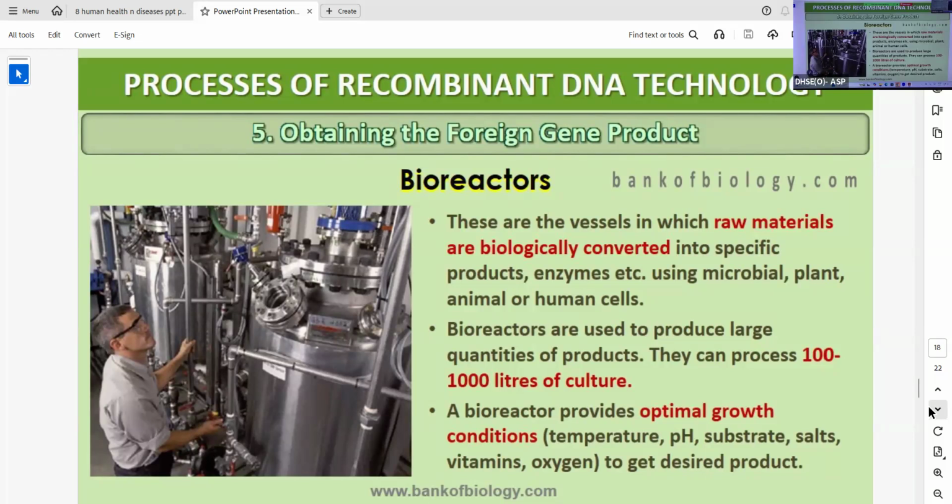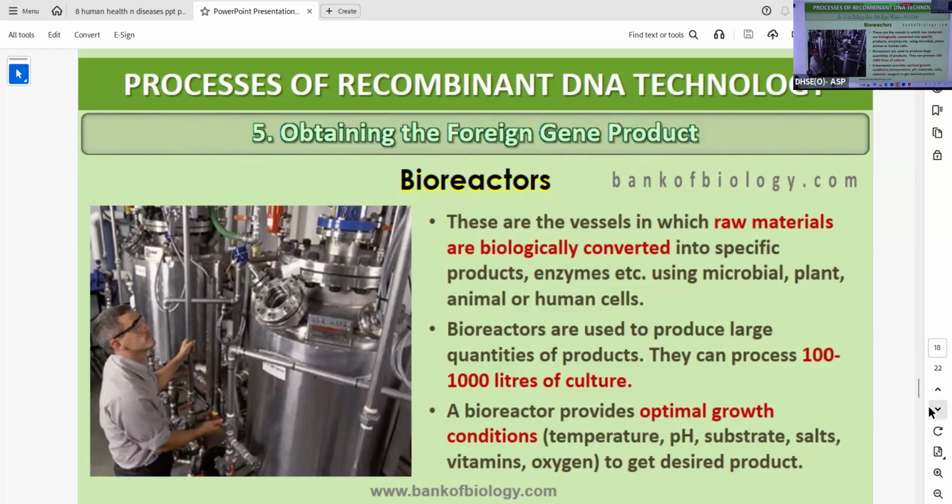Okay, now see this. These are what we call bioreactors. These are large tanks, large tanks with several equipments added to them.